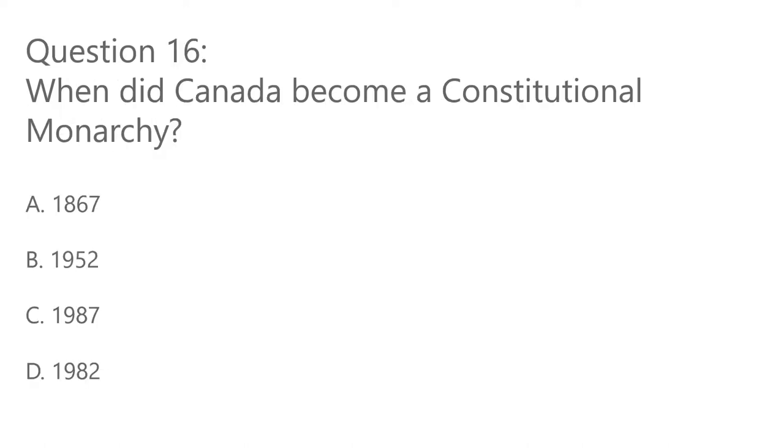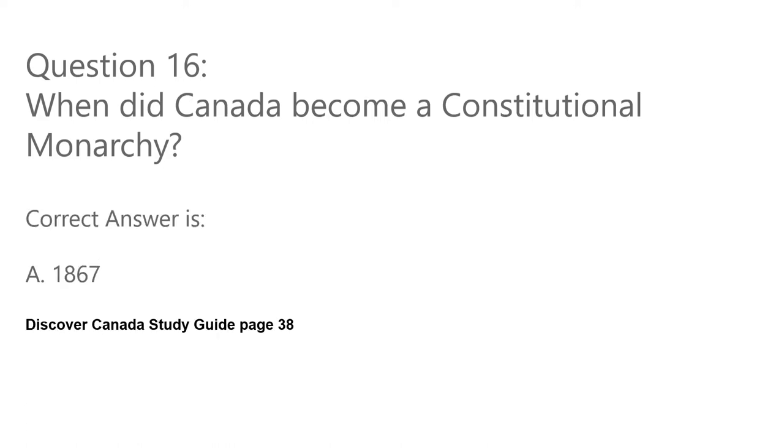Question 16. When did Canada become a constitutional monarchy? A. 1867. B. 1952. C. 1987. D. 1982. Correct answer is A. 1867. Discover Canada Study Guide, page 38.